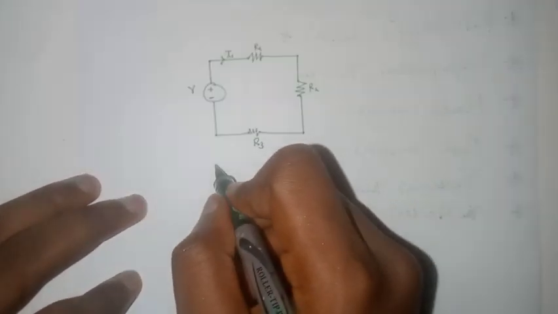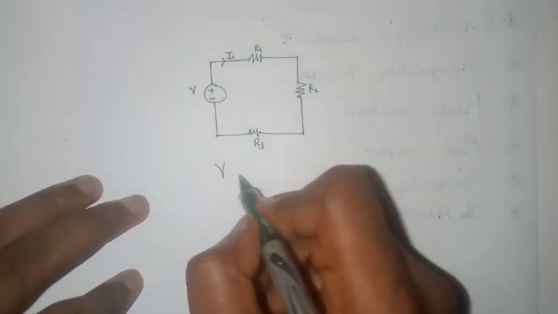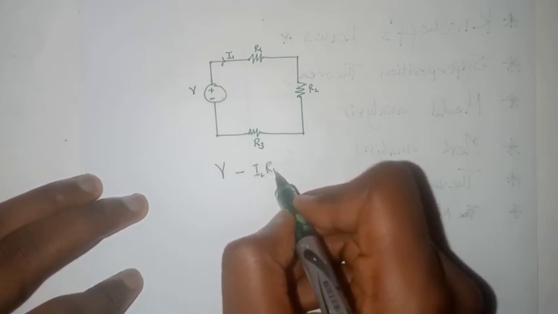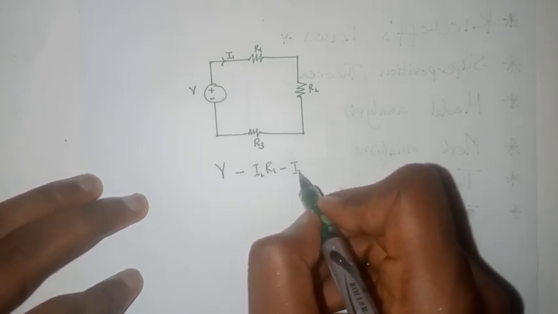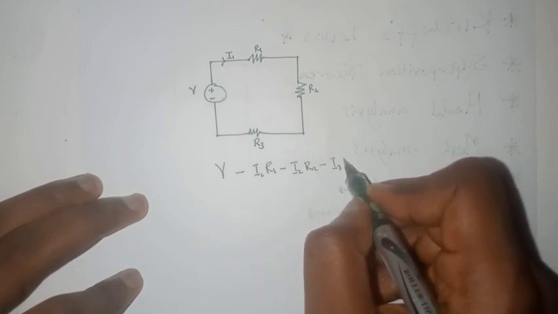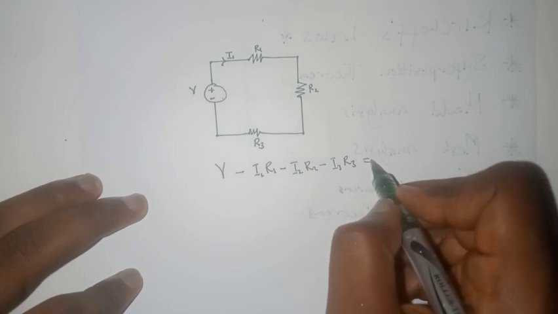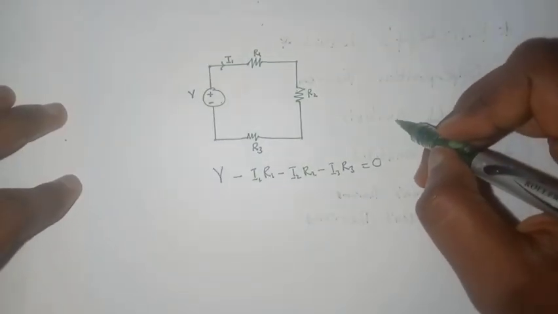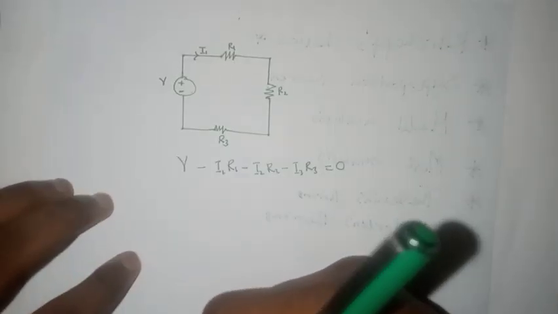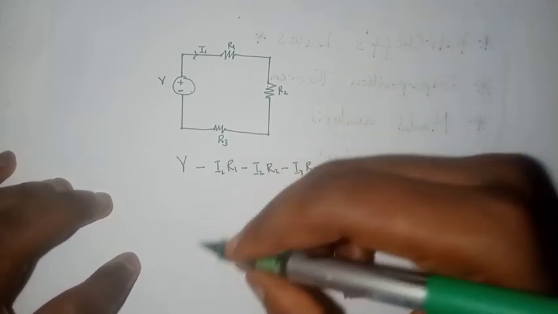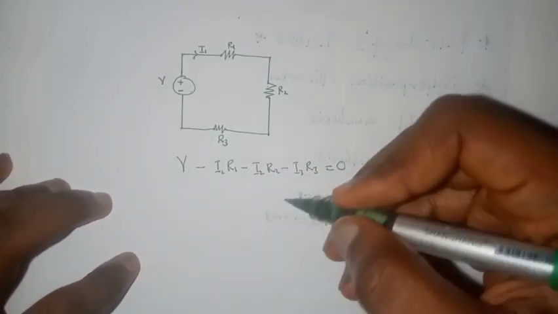Then we can say V minus I1 R1 minus I2 R2 minus I3 R3 equals 0. That is what Kirchhoff's voltage law is trying to tell us. Using Kirchhoff's voltage and current laws, we can extract a system of equations that will allow us to analyze and determine any unknown in an electric circuit.